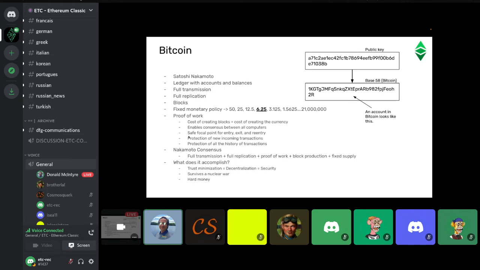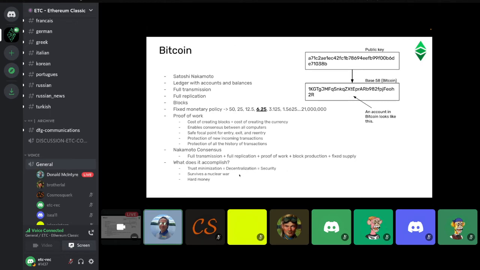Okay, back to Bitcoin. All these benefits of proof of work are the key of the invention of Satoshi Nakamoto, and all this mechanism is called Nakamoto consensus, because it has full transmission, full replication, proof of work, block production, and a fixed supply, plus the payments to miners. And what does Bitcoin accomplish? Trust minimization, which means decentralization, which means security. These 3 things in the blockchain industry are synonyms. Trust minimization, decentralization, and security are synonyms in the industry, in my opinion.